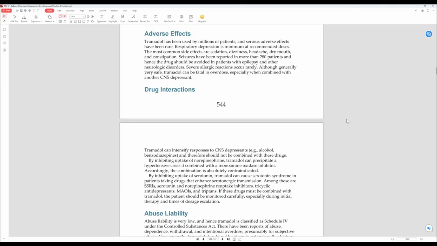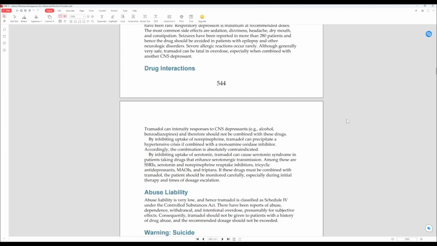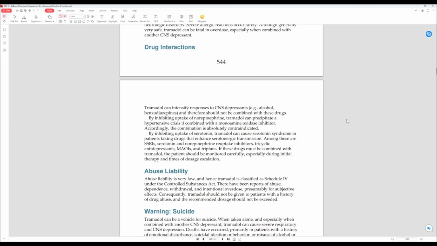There are adverse effects to any good medicine. Tramadol has been used by millions of patients, and serious adverse effects are considered rare. Respiratory depression is minimal at recommended doses. Most common side effects include sedation, dizziness, headaches, dry mouth, and constipation. Seizures, however, have been reported, and therefore the drug should be avoided in patients who have epilepsy or neurologic disorders. Severe allergic reactions can occur. Although generally safe, tramadol can be fatal in overdose, especially when combined with other CNS depressants.